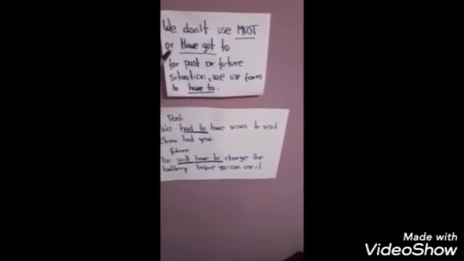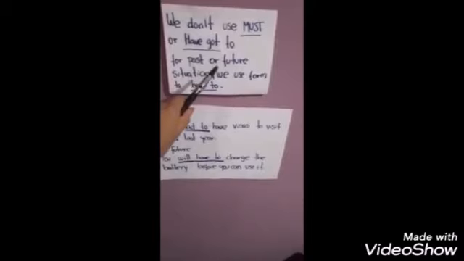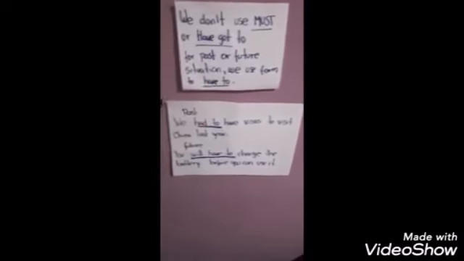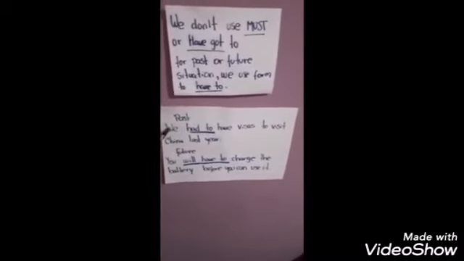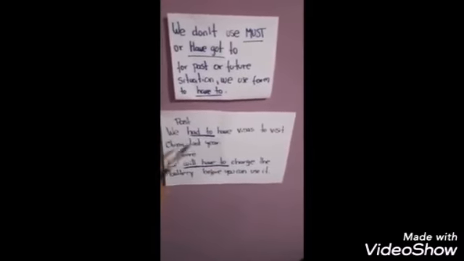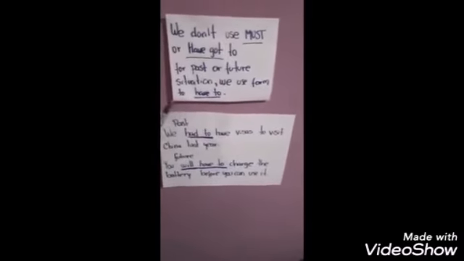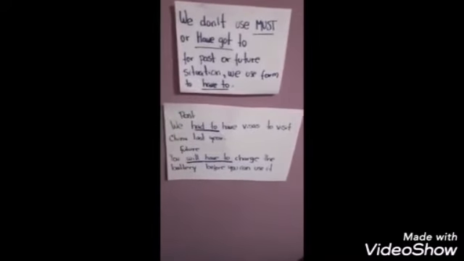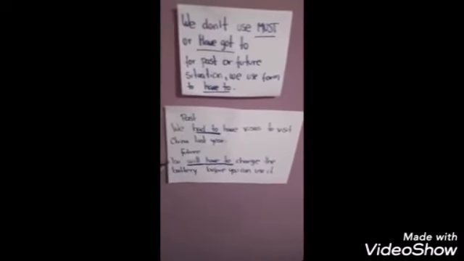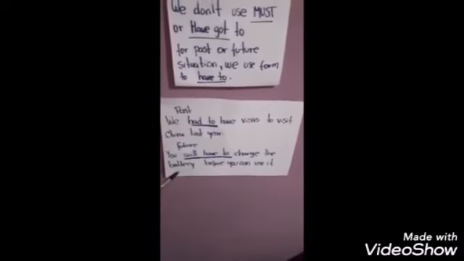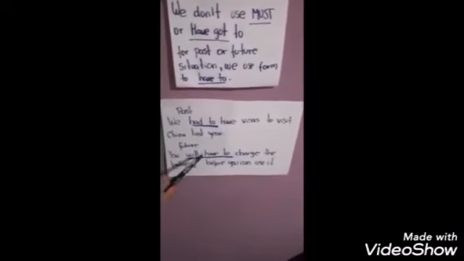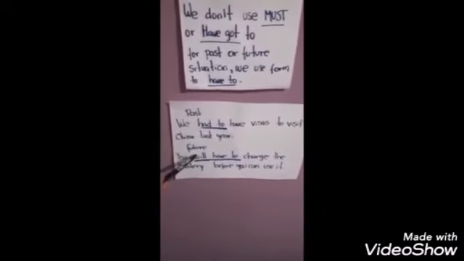This is a rule about must or have got to. We don't use must or have got to for past or future situations. We use have to. Example, past: We had to have visas to visit China last year. You can use have to in the past form. In the future, you will have to share the battery before you can use it. The future for have to is will have to.